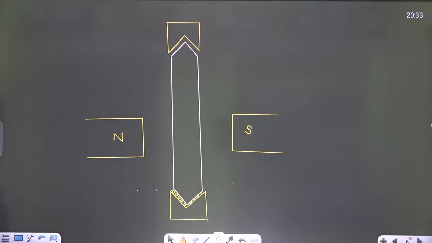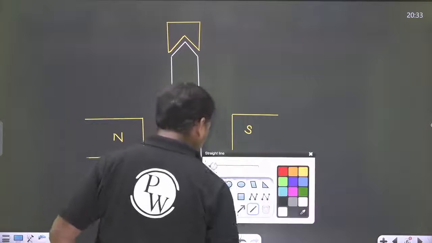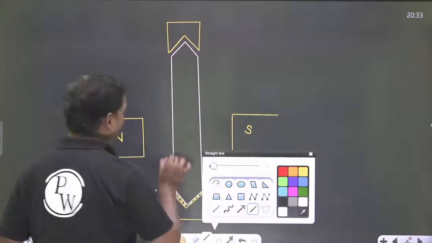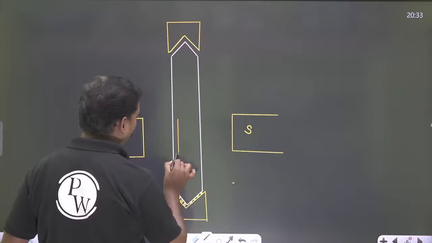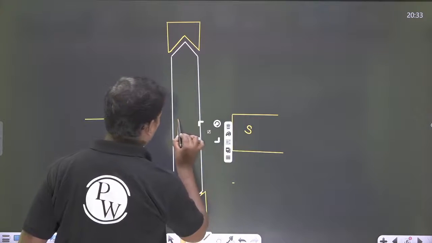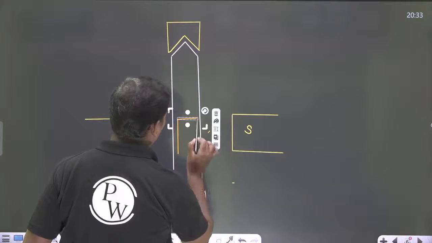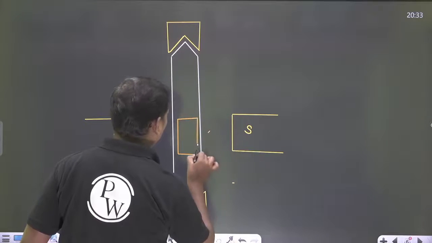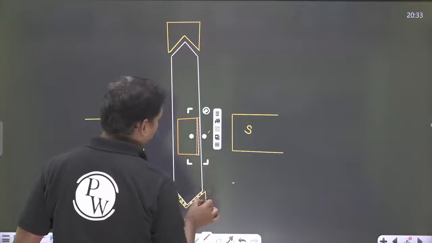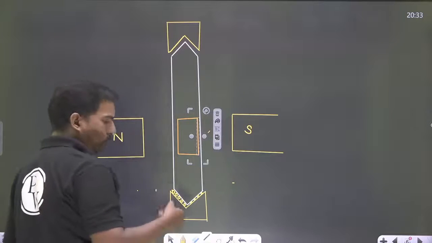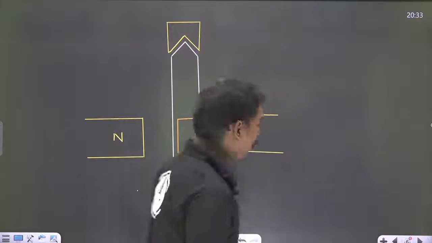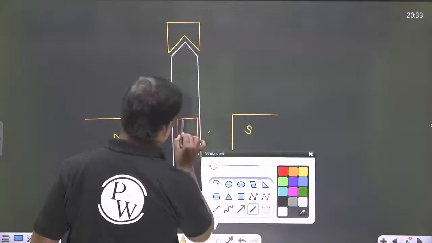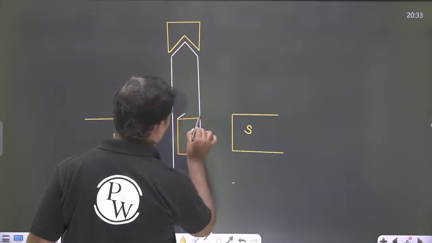So there is a spindle here. On the spindle, we have one coil. This is the coil, and it is a group of turns, a number of turns of copper coil, with an aluminum frame.